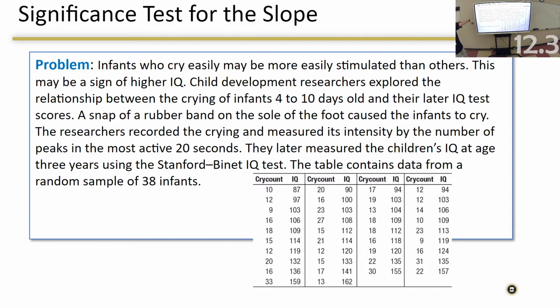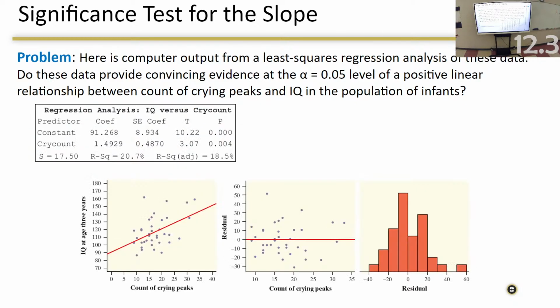Standard IQ test, the table shows 38 infants. Cry count, IQ. Cry count, IQ. I guess there's 38 of those guys. Probably not going to have to put that in my calculator. Oh, I don't. Look, that looks linear somewhat. I'm not too sure how great it is. It's not. R squared is 20%. Not great. Residual plot. Ooh, that's iffy. We're starting close. We're expanding, but there's the residuals.